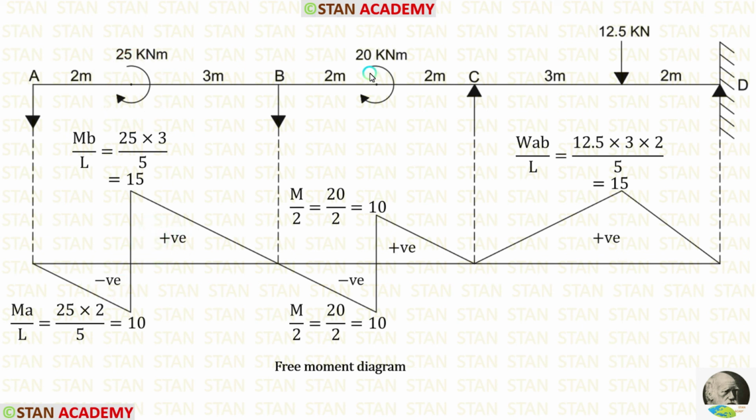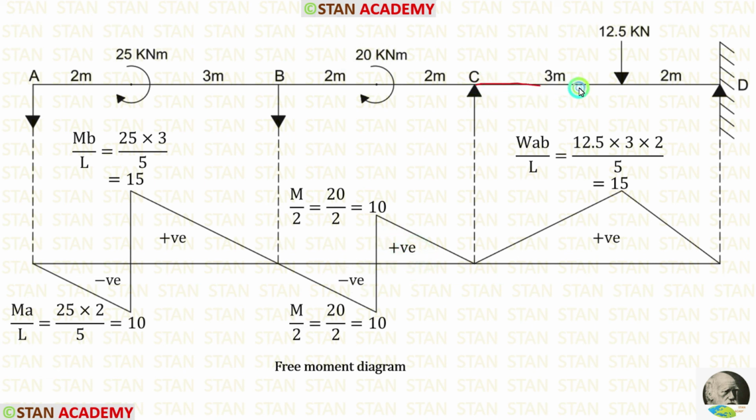If in the simply supported beam, concentrated moment is acting in the clockwise direction, and it is acting on the center, the formula to calculate the ordinates are m upon 2 and m upon 2. Both of the formulas are same. Here m is 20. After applying the values inside the formulas, we are getting the ordinates 10 and 10. On the left side of the moment, it will be negative, and on the right side, it will be positive.